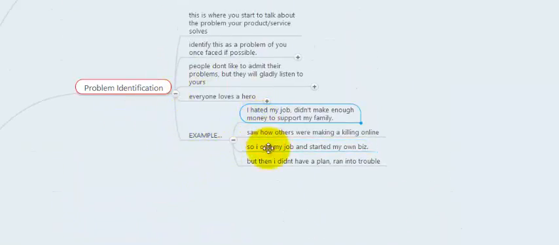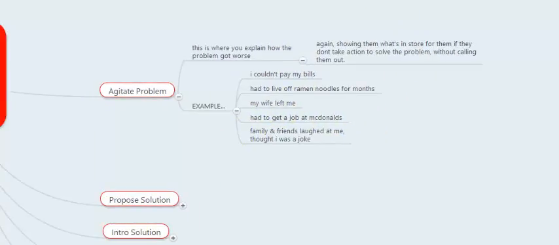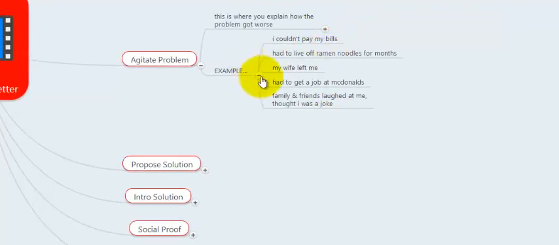So they may be at this phase already, and they may be at a job they hate. They may not have quit yet. They may not have started their business, but maybe they've thought about it, okay? And they know they probably don't have a plan. Well, if you're telling them all the things that happened to you because you did these things, then they know this is what's in store for them if they don't have a plan. So your product or your solution could be exactly like a video course on how to start up your profitable online business in under 30 days, for example. So make sure you go in and agitate that problem.